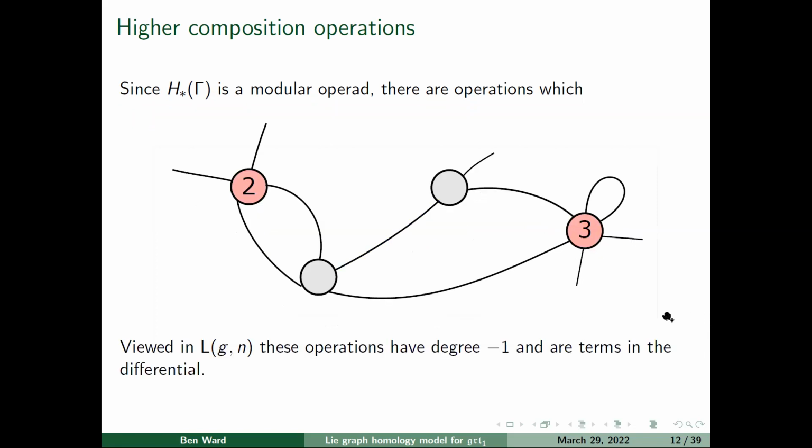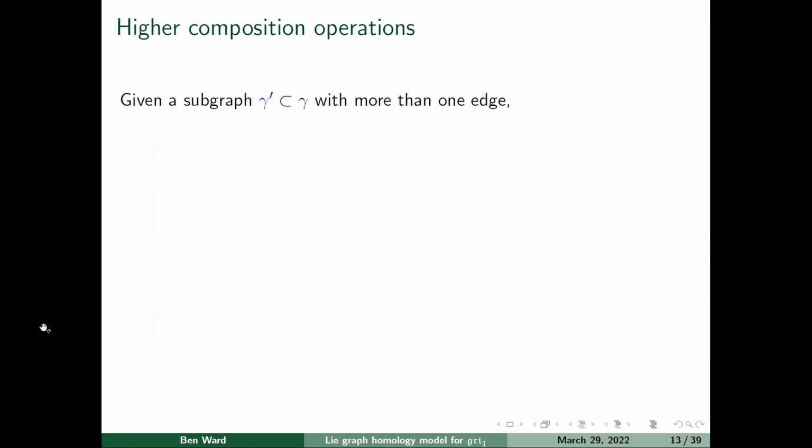So it's not hard to contract a single edge. And these operations would have degree -1 because they lose one edge and edges have degree 1. So those are all examples of what I was talking about in the previous slide, and they would give you terms in the differential. But what if we have a subgraph with more than one edge?